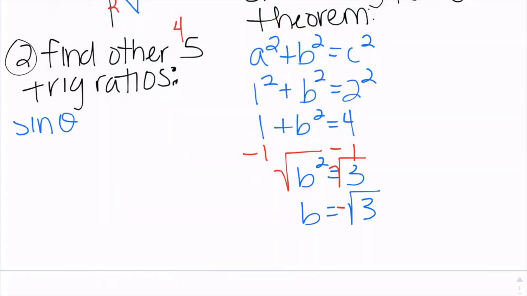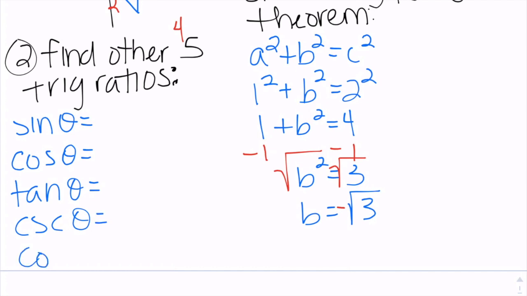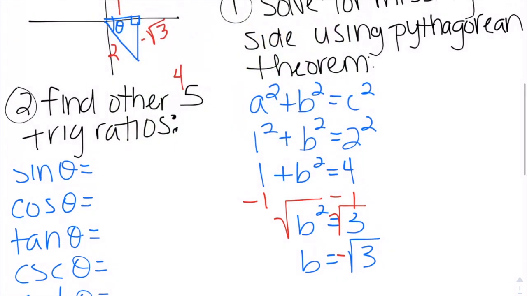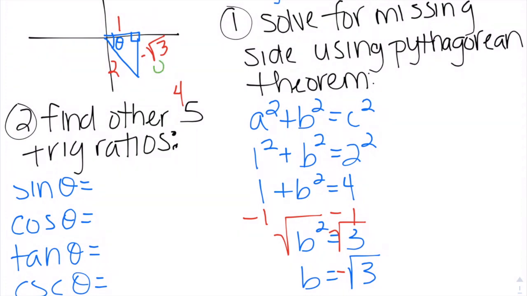sine of theta, cosine of theta, cosecant of theta, tangent of theta. I'm going to reorganize these actually. I'm going to put tangent of theta third, then cosecant of theta, and then cotangent of theta. So sine of theta is opposite over hypotenuse. So I'm going to look back up here and we're going to label opposite of theta here is our negative square root of 3. Adjacent is going to be our 1, and the hypotenuse is going to be our 2.